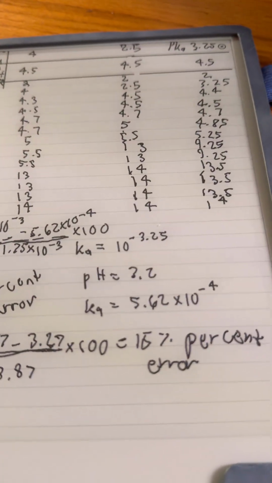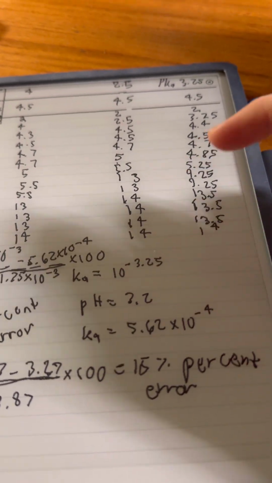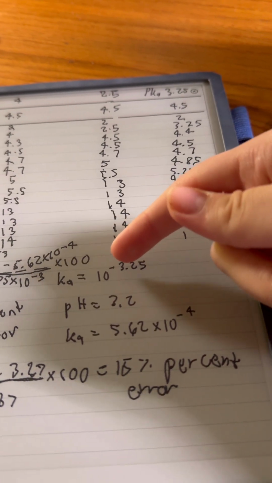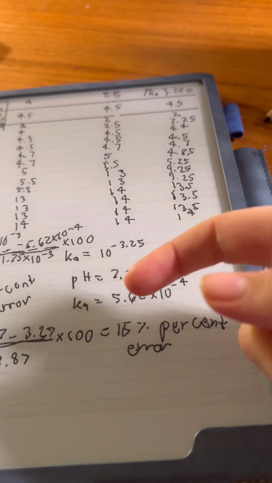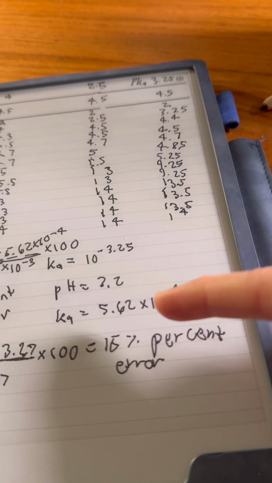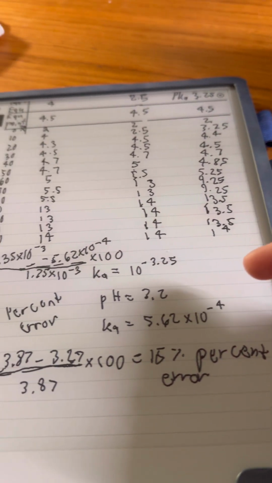And I've determined the Ka value by inversing the log, which is 10 to the negative pH, which is 10 to the negative 3.25, the pH that I've gotten. And my Ka turned out to be 5.62 times 10 to the negative 4.